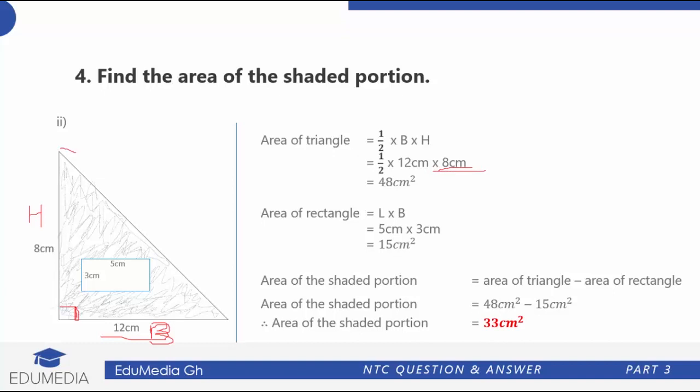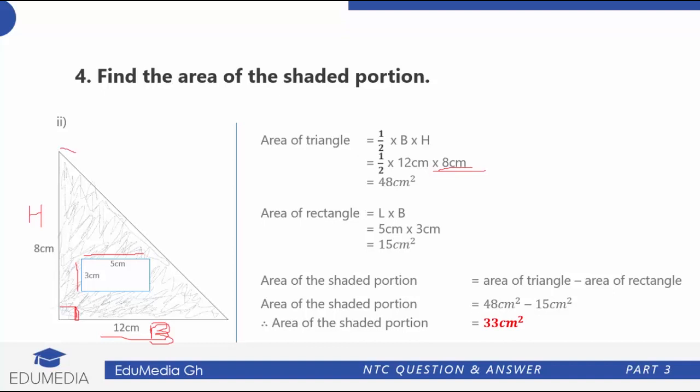Now the area of the rectangle that we're going to look for is length times breadth. We saw that also in the previous question. The length here is 5 centimeters and the breadth here is 3 centimeters, so it's going to be 5 centimeters times 3 centimeters. Putting that together, we get 15 centimeters squared as the area of the rectangle.